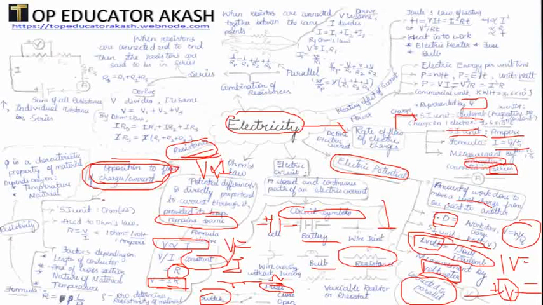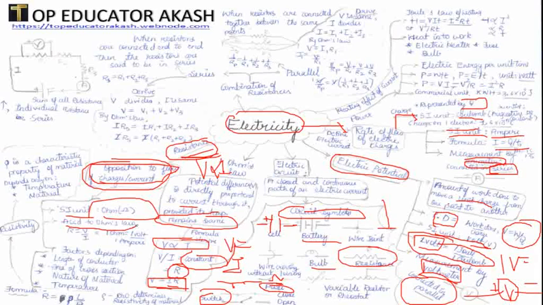So let us discuss, what is resistance? The opposition to flow of charges or current is nothing but resistance. And what is the SI unit? The SI unit of resistance is ohm. It is named after a scientist.